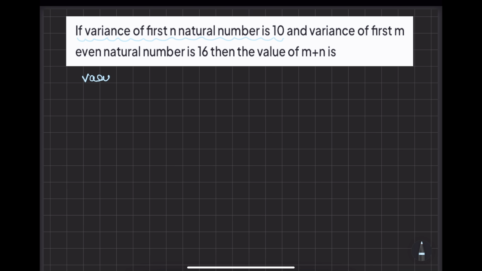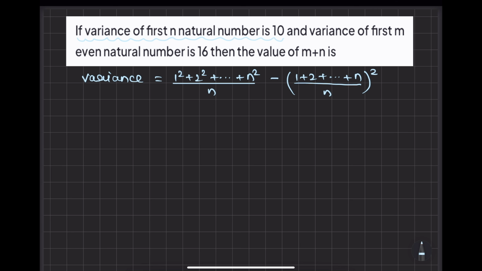So, variance is what? Sum of squares of all the elements. So, it is 1 square plus 2 square plus dot dot dot plus n square, sum of squares of all the elements divided by n, minus mean square. So (1 plus 2 plus dot dot dot plus n) by n, and then we have to do the square. Okay, now the sum of squares of n natural numbers is what?